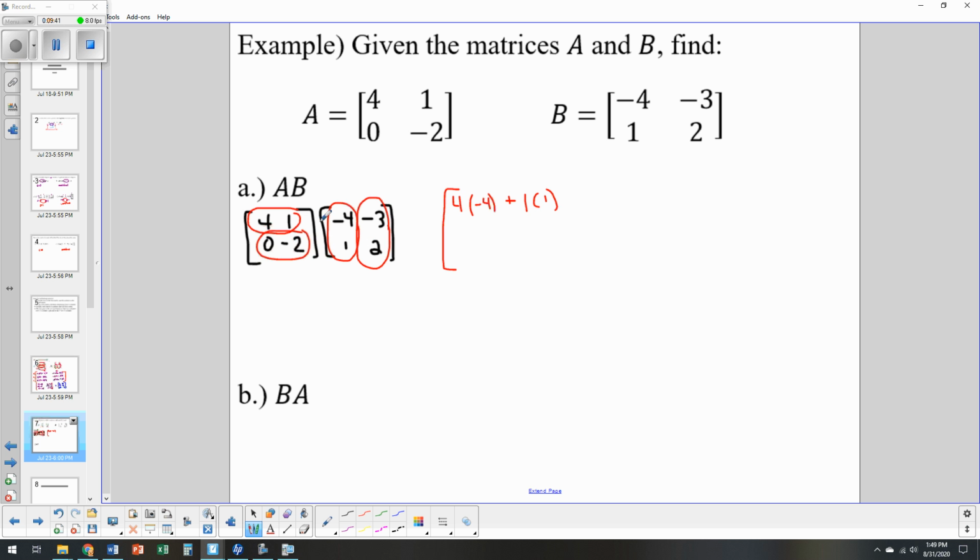All right, plus 1 times 1. We have 4 times -3, plus 1 times 2. We have 0 times -4, plus -2 times 1. And we have 0 times negative 3 plus negative 2 times 2.